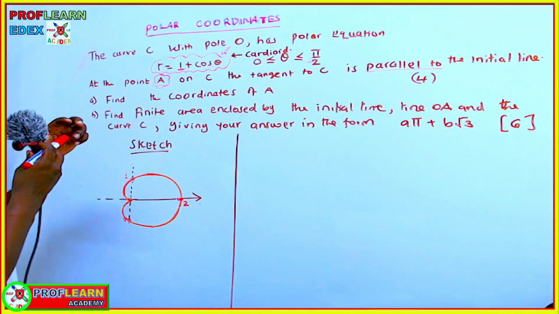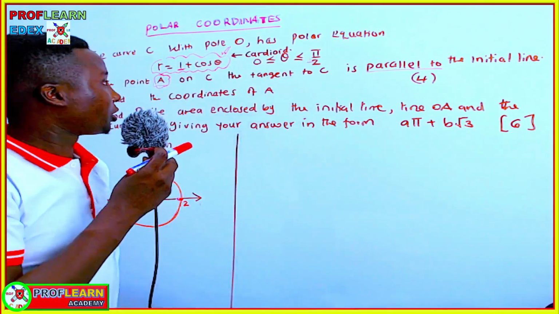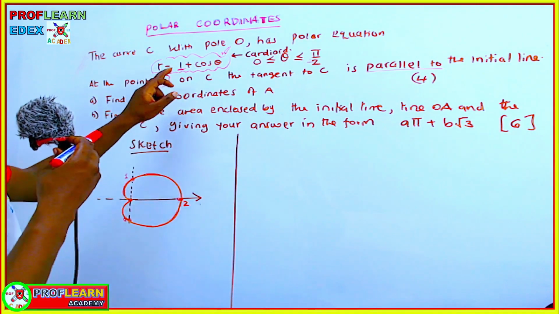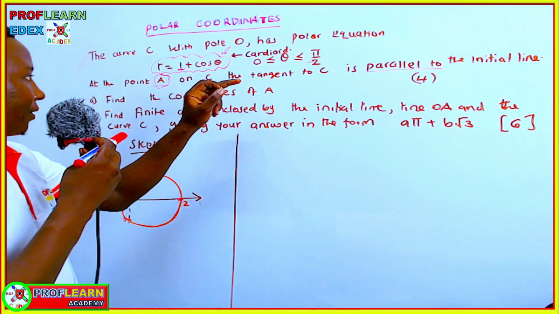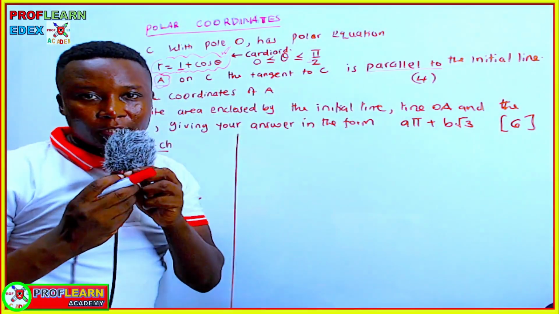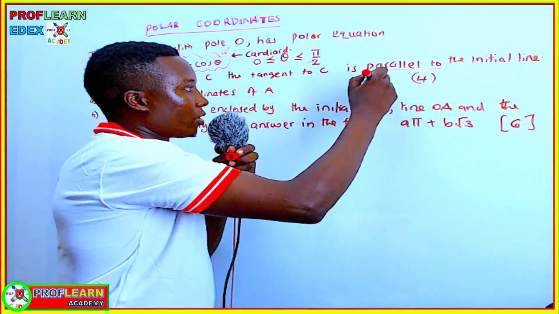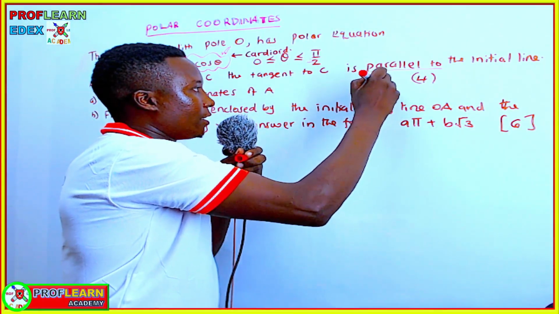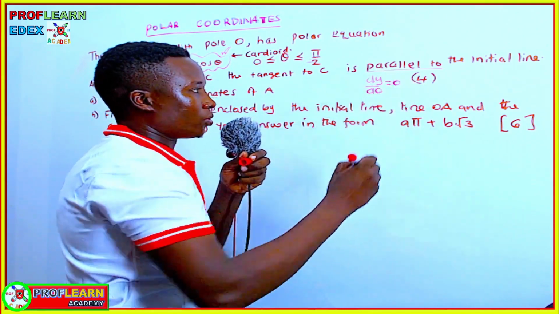So in this question, we are told that the curve C with pole O has a polar equation r equals 1 plus cos theta. At the point A on the curve C, the tangent is parallel to the initial line. So if you are told it's parallel to the initial line, you know that in that case we're going to set dy/d theta equals 0.